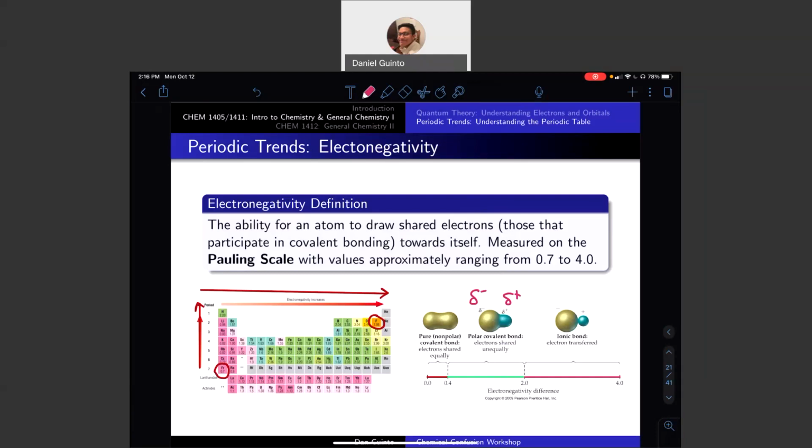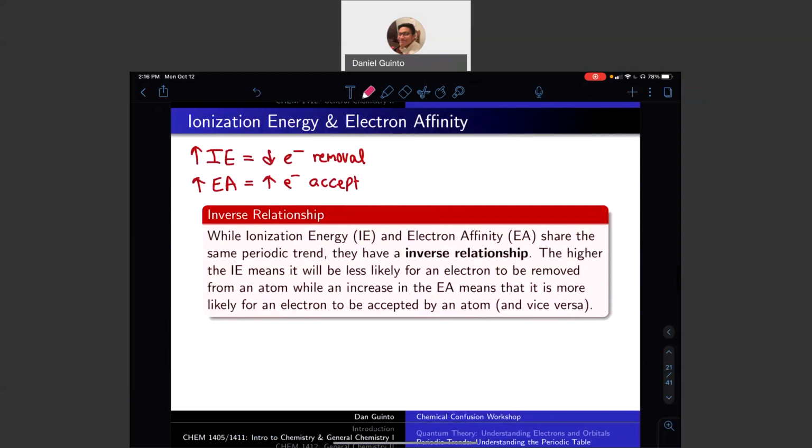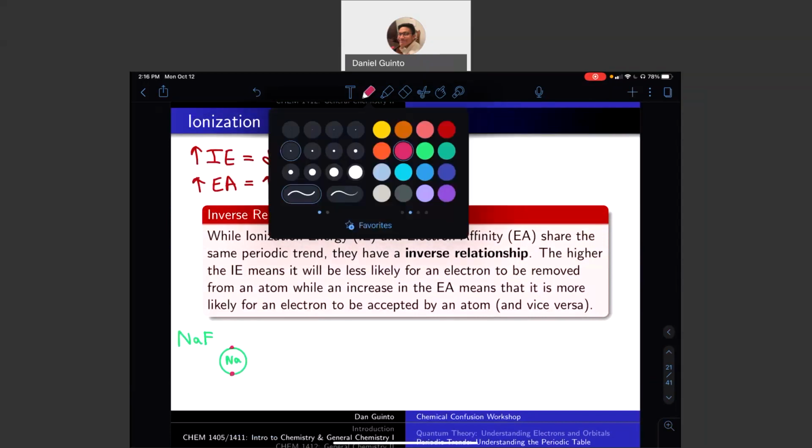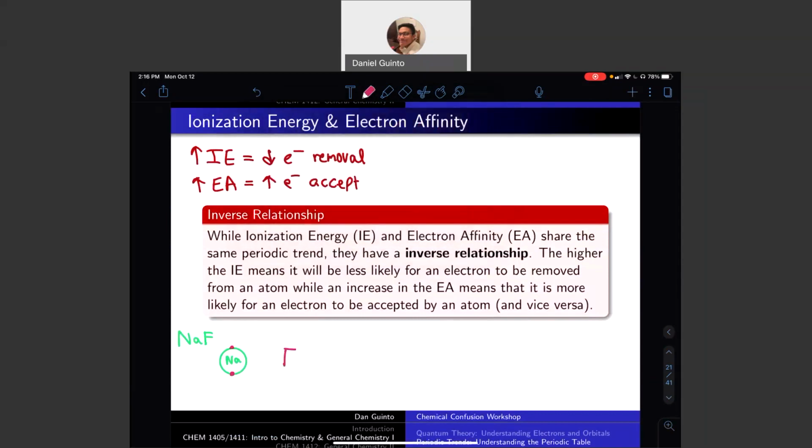So now we can connect this electronegativity trend to ionization energy and electron affinity. Let's talk about the compound sodium fluoride. So sodium, in this case, we're just drawing the atoms to symbolize our electrons here. This is sodium, and it's going to have 1 electron. We're going to have fluorine in this case, and that's going to have 7 electrons in its valence shell. So we're going to have 1, 2, 3, 4, 5, 6, and 7.